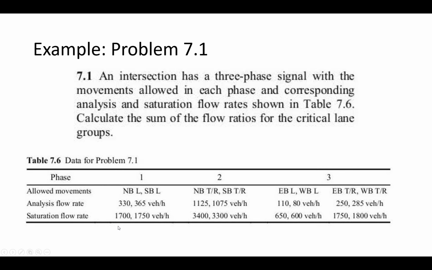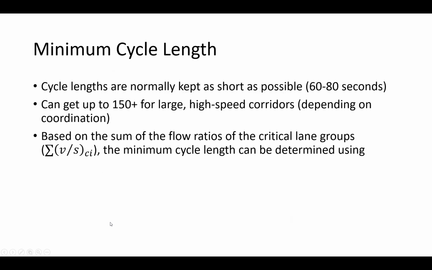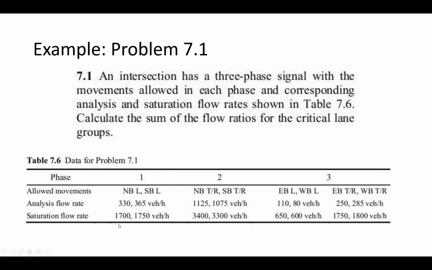All right, so this lane group, it's V over S. That was 0.19, and this one is 0.21, right? So which one's the critical lane? It's going to be southbound left. And that is going to be your critical lane group V over S ratio for this phase, for phase 1.